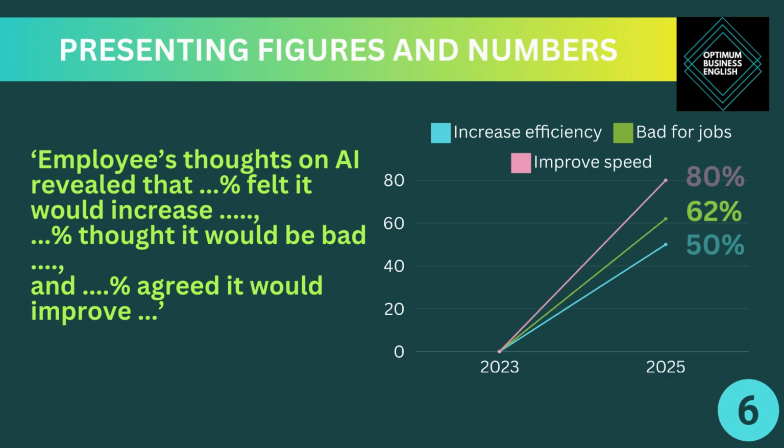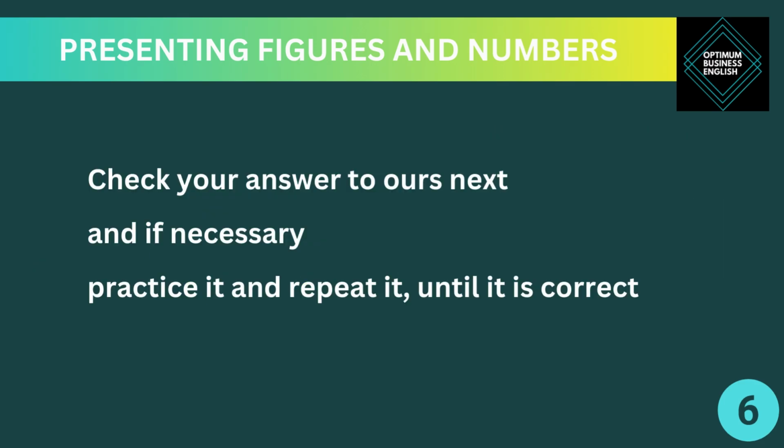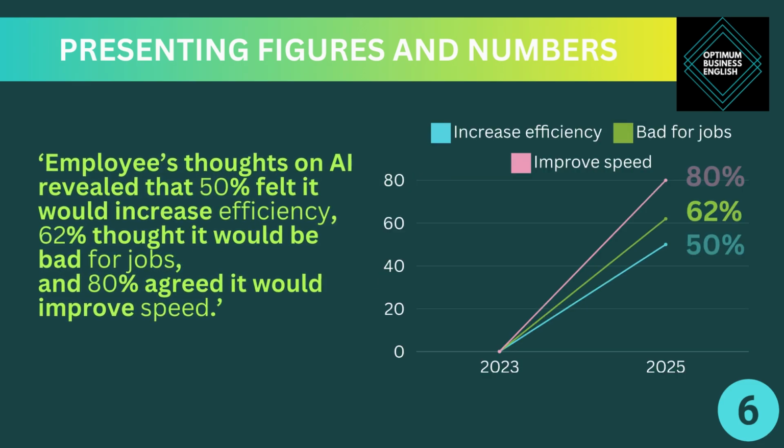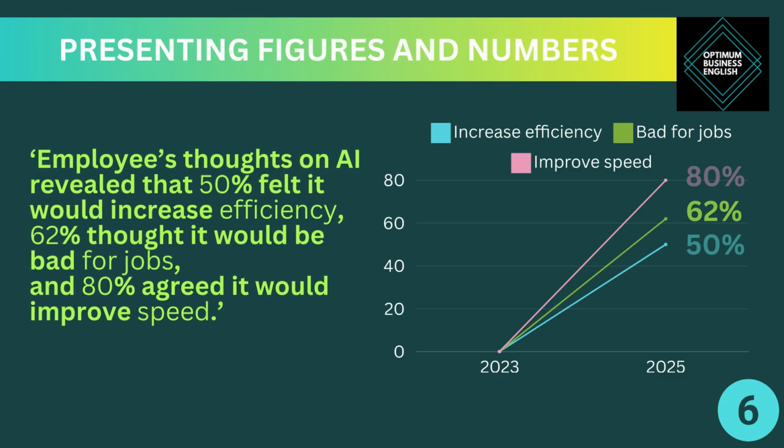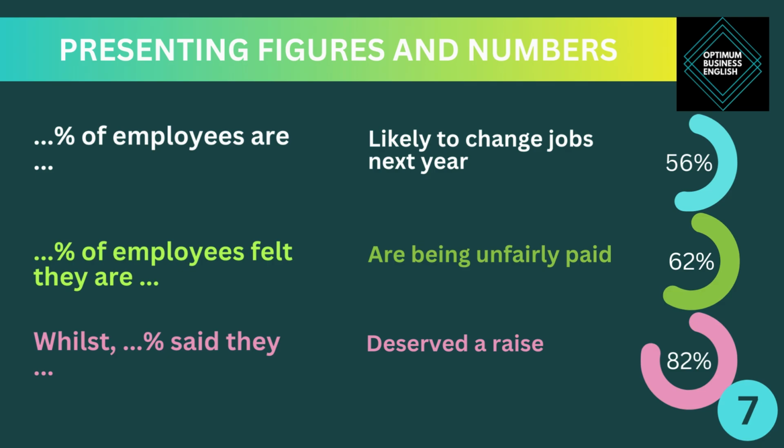Now, using the percentages in the line chart on the slide, complete the sentence in green. Check your answer to ours next, and if necessary, practice it and repeat it until it is correct. Employees' thoughts on AI revealed that 50% felt it would increase efficiency, 62% thought it would be bad for jobs, and 80% agreed it would improve speed.